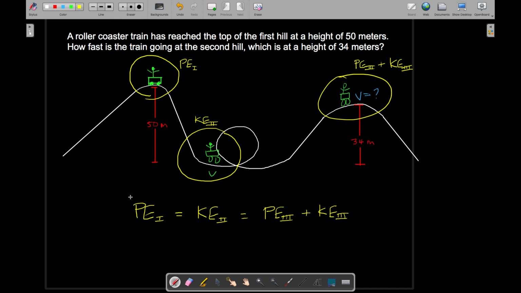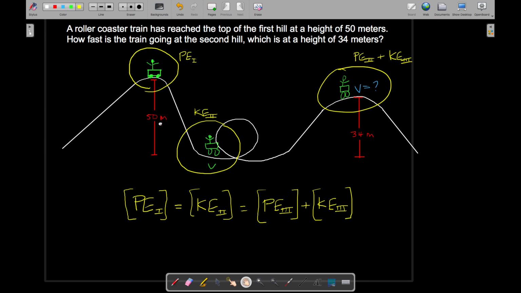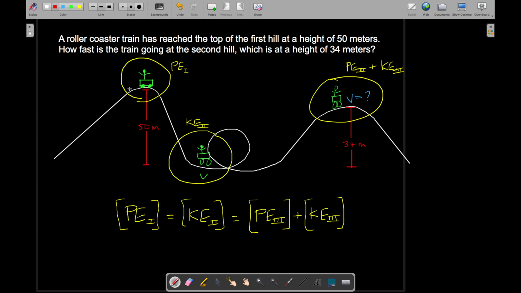The next thing I'm going to do is make sure that each of these energies are enclosed in brackets. I want to make sure that all the energies are treated as one unit, because like you saw earlier, each energy has its own equation. So you want to make sure that it's all organized and that it doesn't mess you up when you're trying to do the math. Now, all we know are the heights for the potential energy in situation 1 and the potential energy and kinetic energy of situation 3.